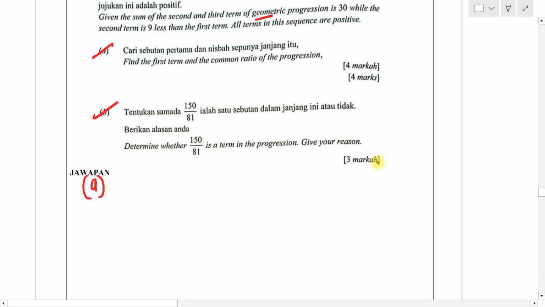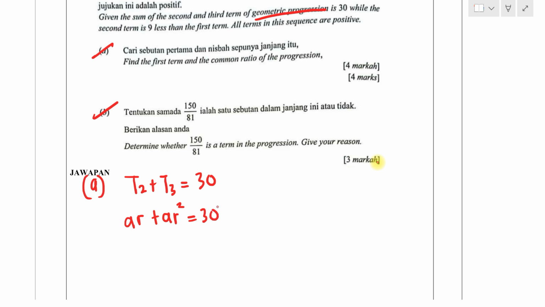Of GP. So it says T2 plus T3 is equal to 30. That means your AR plus AR squared is equal to 30. And the second term T2 is 9 less than the first term. That means the first term minus 9. So this is AR again, equals A minus 9.